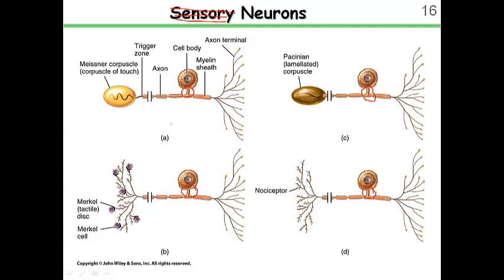So panel A is a Meissner corpuscle. They help with our sense of touch. Panel B has these Merkel discs. These are also sensory neurons in your skin. Here's a Pacinian corpuscle, which you remember we talked about in the skin. And then panel D is a nociceptor, which is pain. So these neurons sense pain.